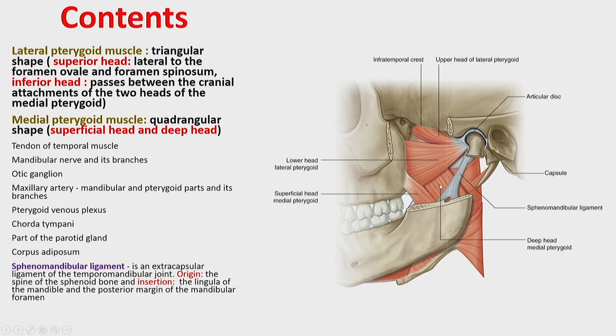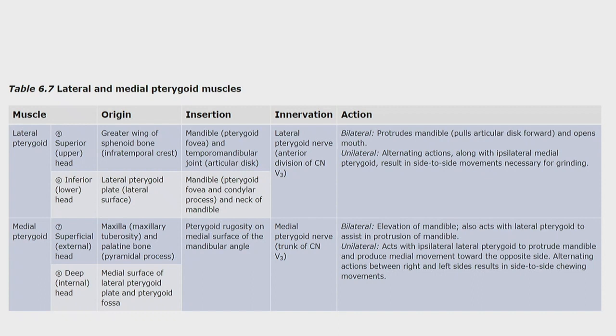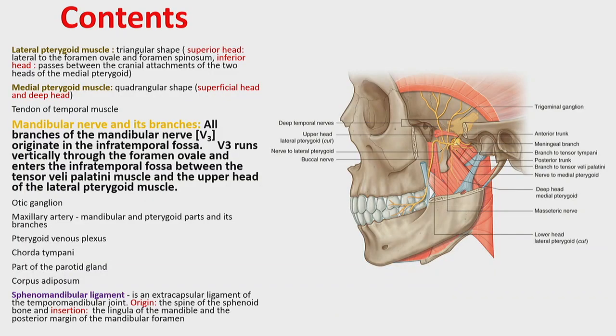The deep and superficial heads of the medial pterygoid muscle attach to the pterygoid tuberosity on the inner surface of the angle of the mandible. And here you have the details of these two muscles that we already discussed in TMJ, and here you have them again.